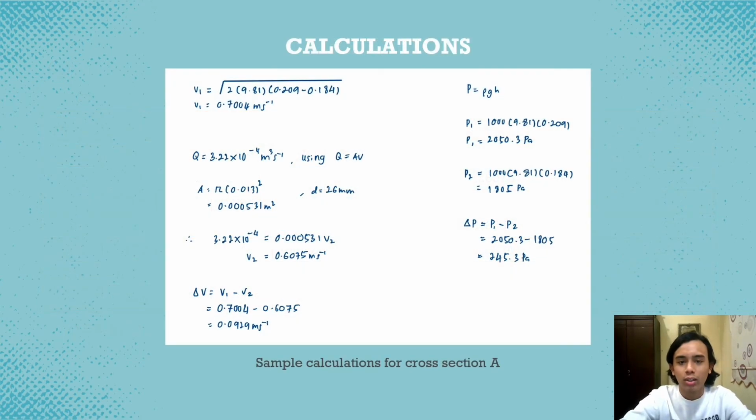Here are the sample calculations, and this calculation will only refer to section A with a diameter of 26 mm. As you can see, all the formulas and equations are used.